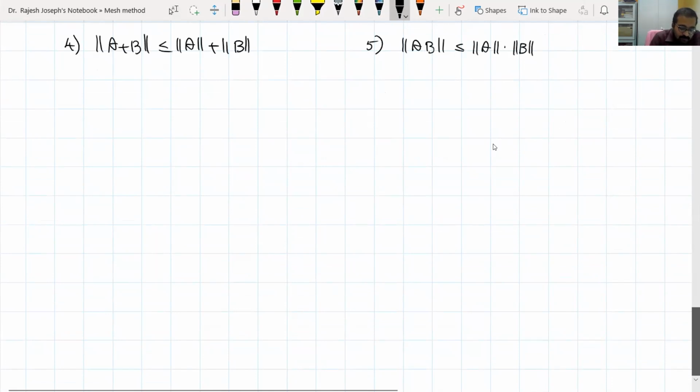Now let us see some types of matrix norm. First one is the sum matrix norm. The sum matrix norm is defined like this.